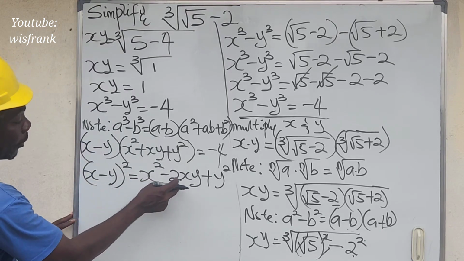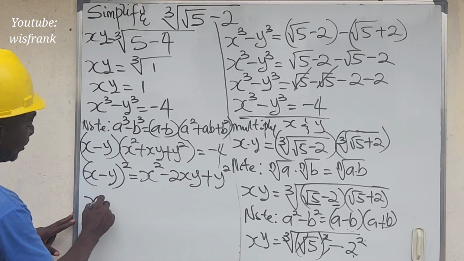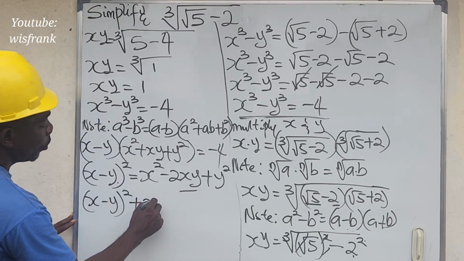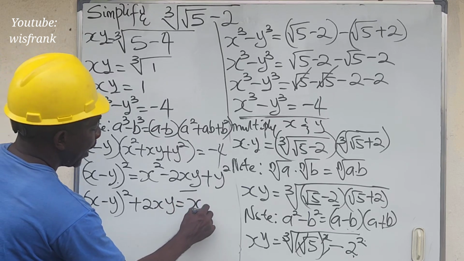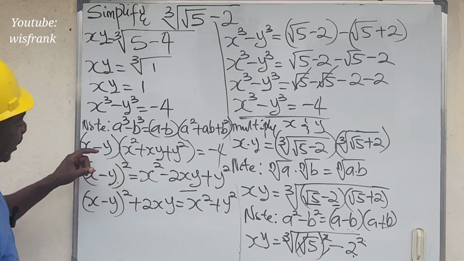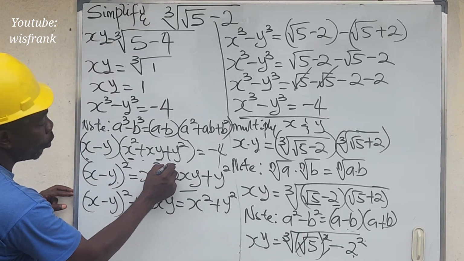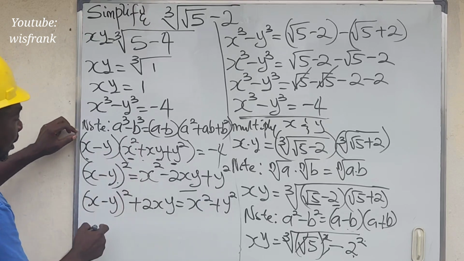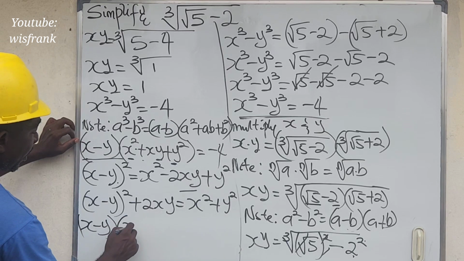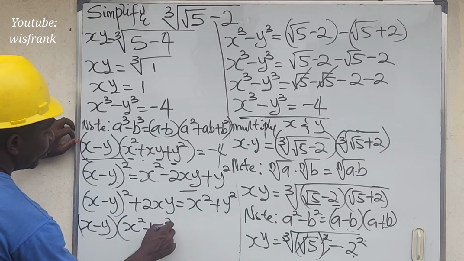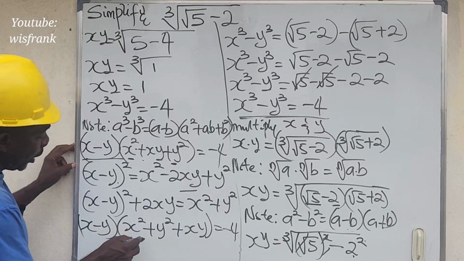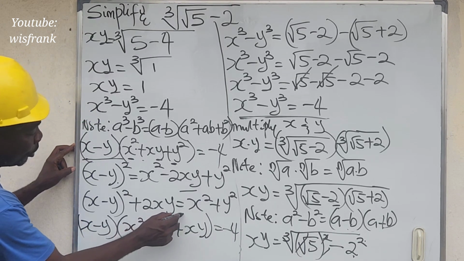So from here you can see that we can rearrange this. This can become x minus y all to the power of 2. When transposing this to the other side, it becomes plus 2xy equals to x to the power of 2 plus y to the power of 2. So you can see from here, this equation, we have x to the power of 2 plus y to the power of 2. So when we rearrange this, we are going to rearrange this into x minus y all into x to the power of 2 plus y to the power of 2 plus xy all equals to minus 4. So what we are going to do is substitute this and put in this.